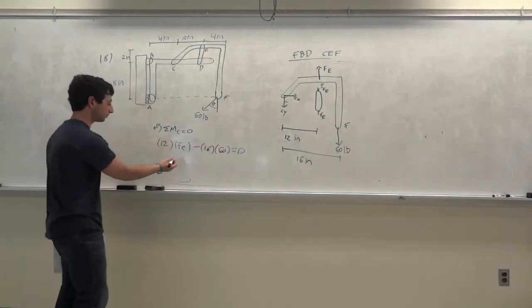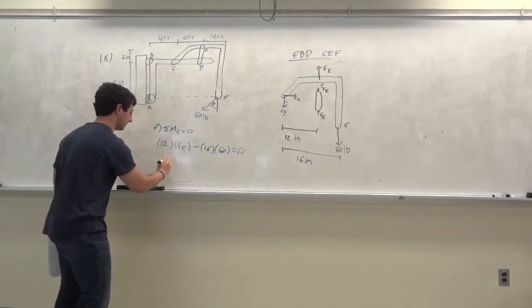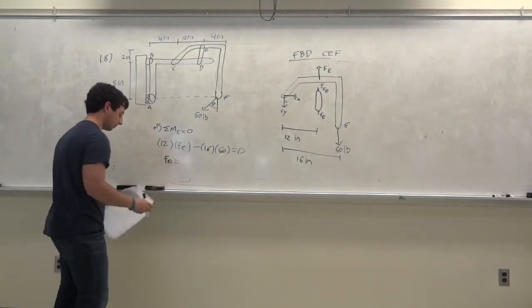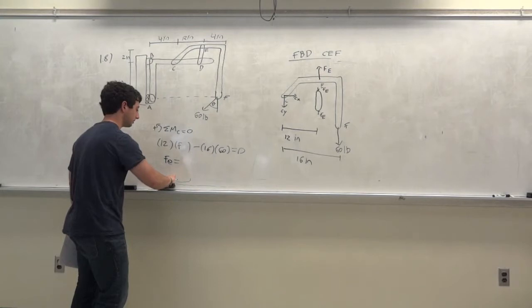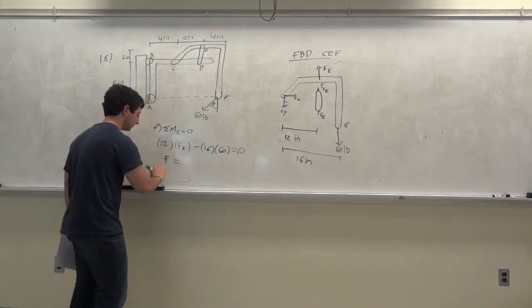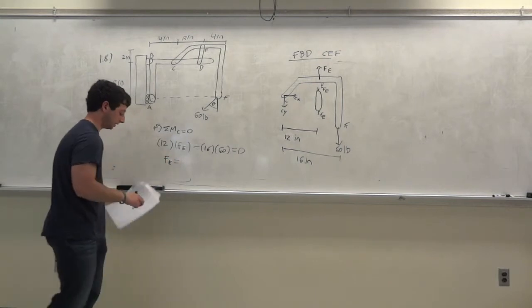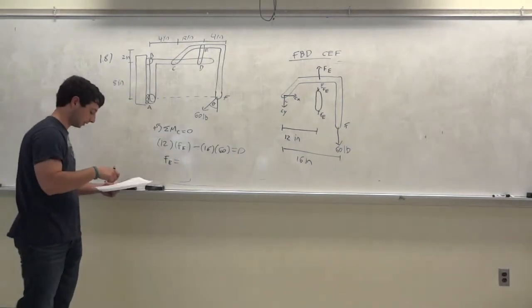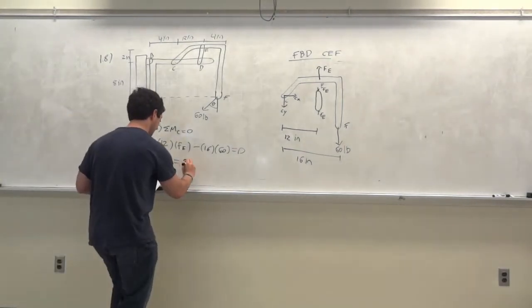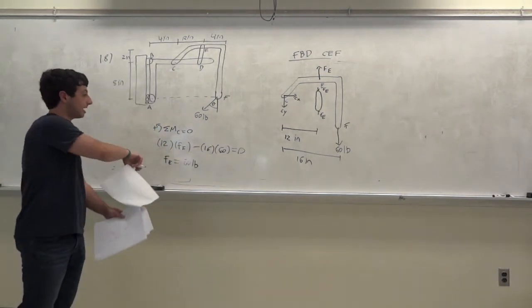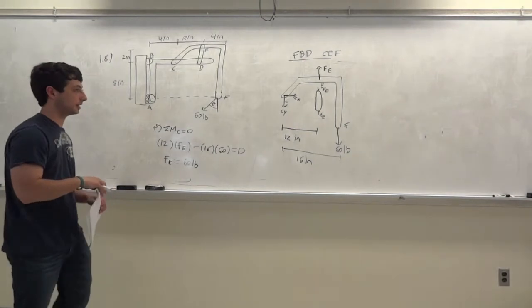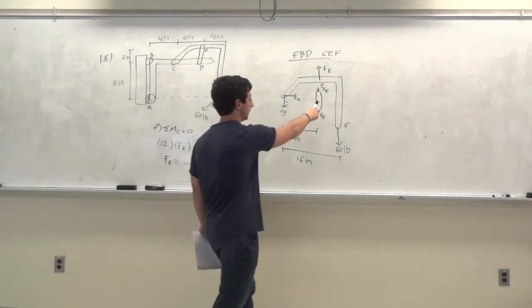Okay? So the only unknown is FE. We could solve for FE. So FE, well, I labeled it capital E. Doesn't matter. You guys know what I'm talking about. I'll just be consistent. Alright, so FE equals 80 pounds. Now that we got FE is 80 pounds, we could get the stress in this link over here.